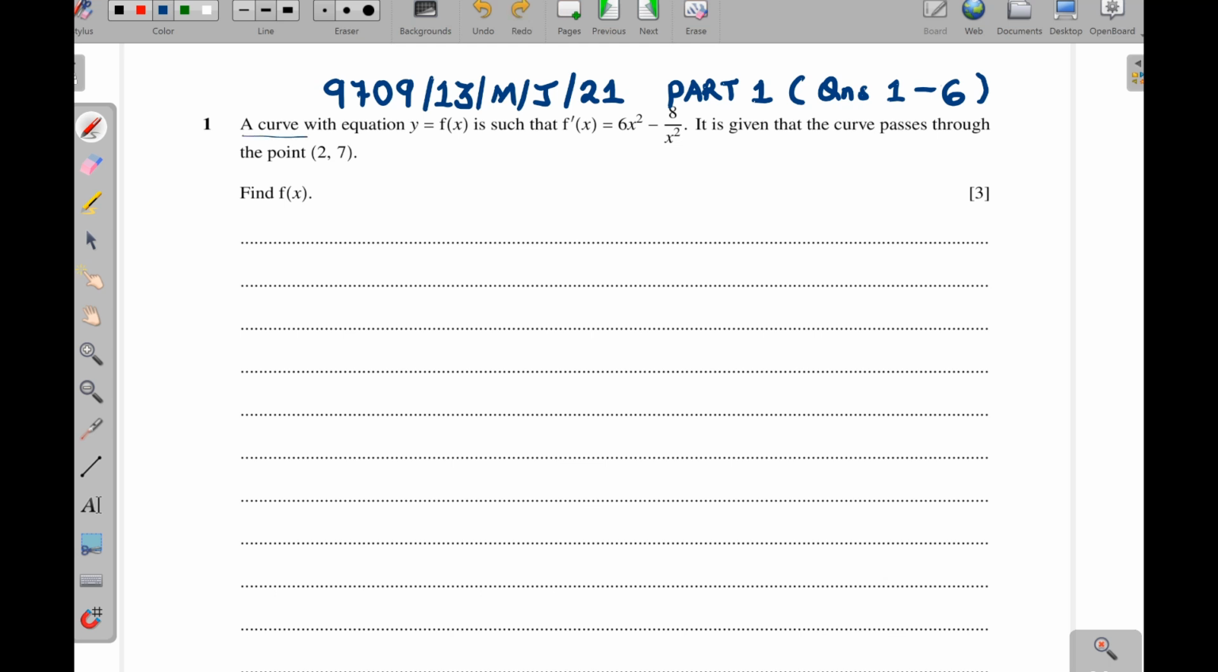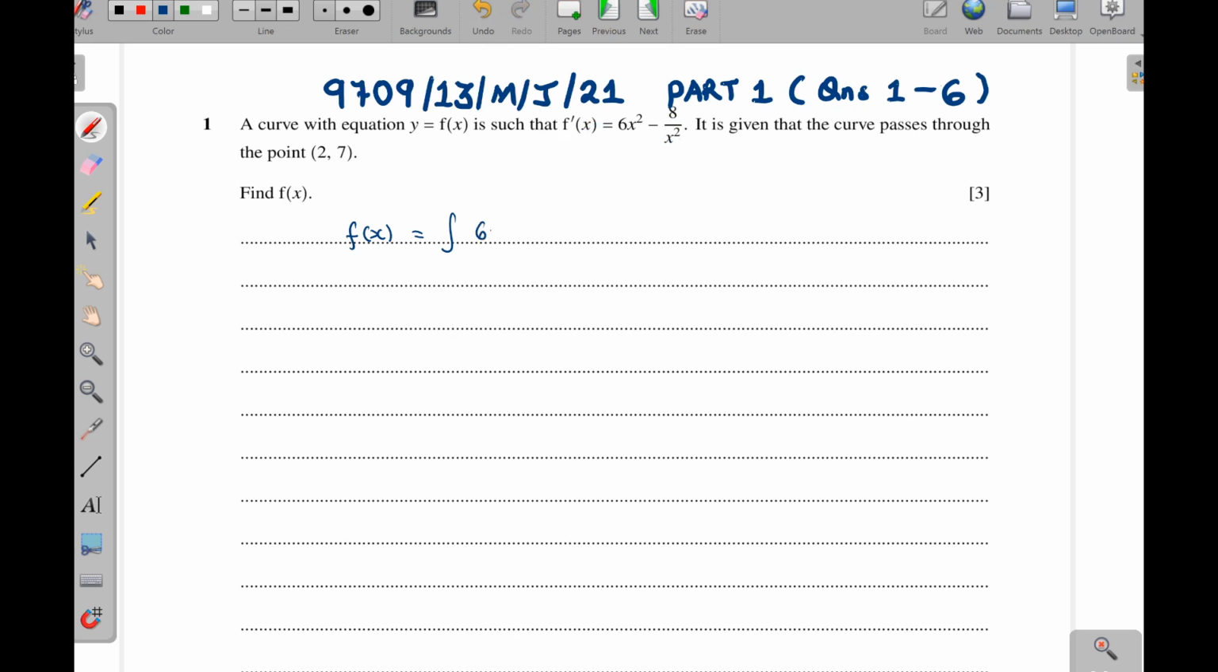Question 1. A curve with this equation y is equal to f of x is such that its derivative is this. It is given that the curve passes through this point (2, 7). Find f of x. Of course, to get our f of x, we shall integrate the derivative.